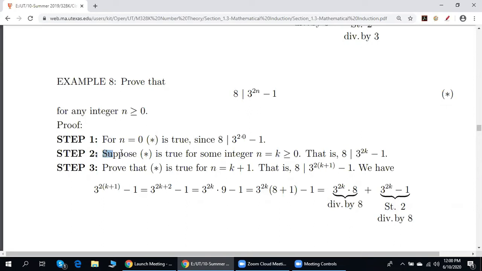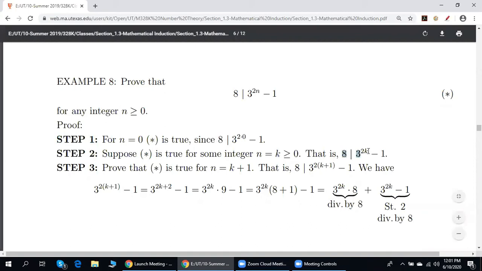Because here we say suppose this is true for n is equal to k. Okay. Can we suppose it? Yes, thanks to step 1. But step 1, indeed, there exists an integer such that this is divisible by 8. For example, 0. Thanks to step 1, we can suppose that this is true for some, not for any, integer n is equal to k, where k is greater or equal to 0. Thanks to 1, we can suppose this.